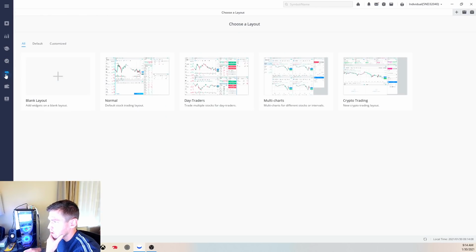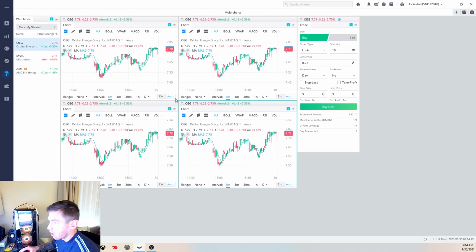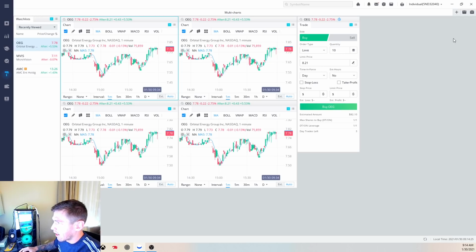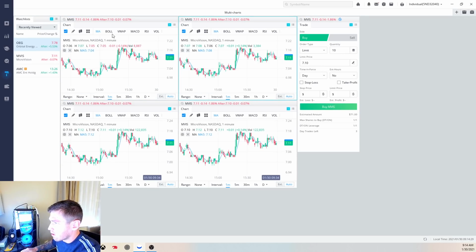Now, if we come over here to customized, you can choose a layout that you're looking for and use it in that way. So let's say that you're looking to look at multiple charts at once, right? We can click on multi-charts, and it will pull up multiple charts for you to watch at once. And that is a great tool. So let's say I want to watch OEG, and I also want to watch MVIS. I suppose it only shows you the one stock, my bad.